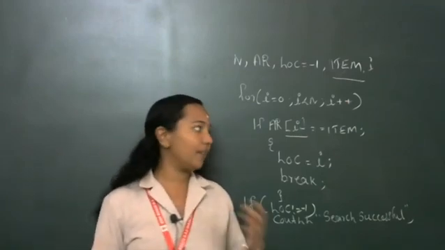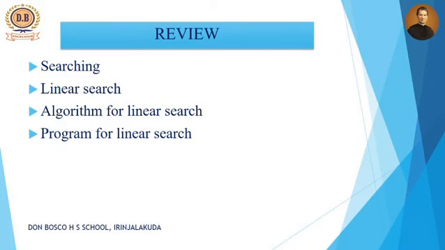Then again we will revise the topics. The first topic was searching. What does searching mean? Searching for an element from a list or array. That is a special operation that we use in arrays. We already studied traversal: accessing all the array elements is known as traversal. Like that, finding an element from an array is known as searching. Then we discussed linear search, also known as sequential search. We discussed the algorithm, the flow algorithm and also the program for linear search.